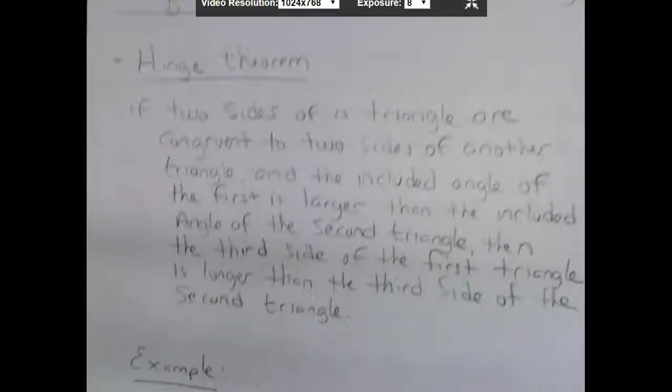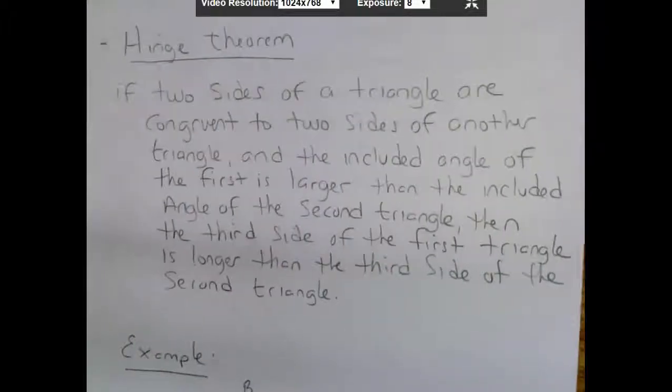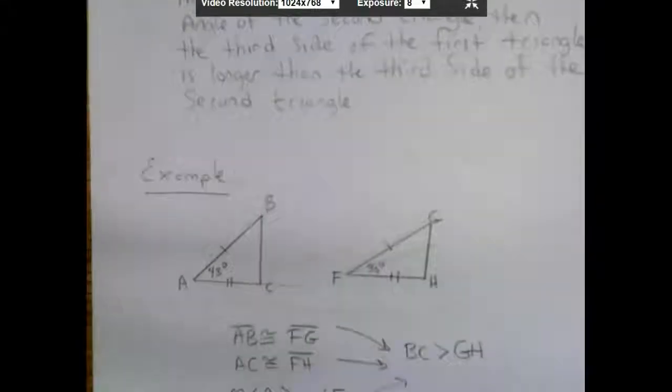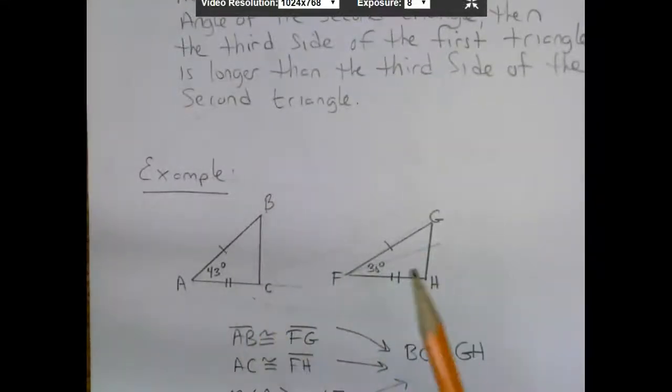So we're going to start off with a theorem here. It's kind of long, but I wrote it all out. It's in your book if you want to check it out. So the hinge theorem says this. It says if two sides of a triangle are congruent to the two sides of another triangle. And if we just look here, here is that condition. So we have this triangle ABC, and we have triangle FGH, and look, we got this side is congruent with that side, and AC is congruent with FH. We got the first condition.